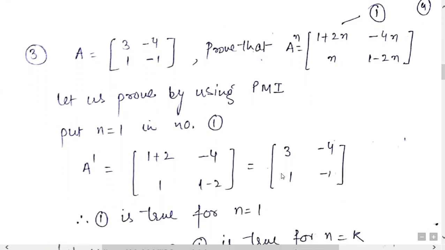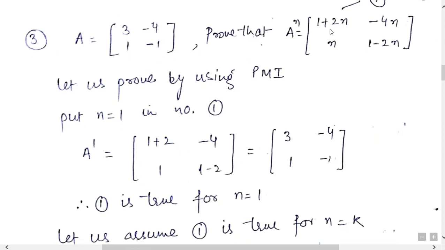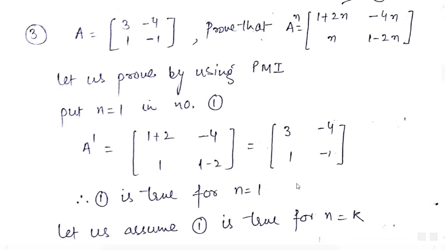This question is important for your final examination. Matrix A is given to you, 3, minus 4, 1 and minus 1. You have to prove this. In the first step, insert the value of n as 1. The answer is 1 plus 2, minus 4, 1 and 1 minus 2. Clearly this value is equal to A. It means statement 1 is true for n equal to 1.